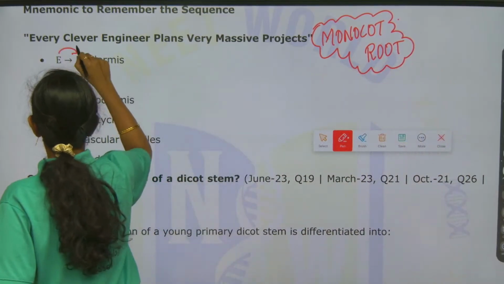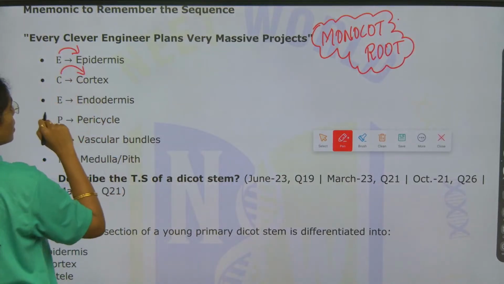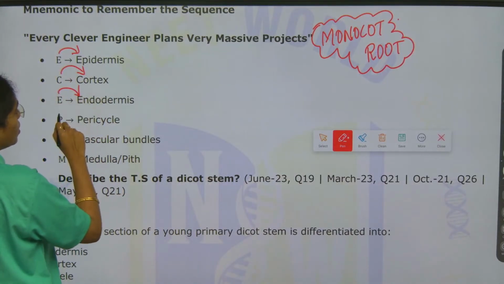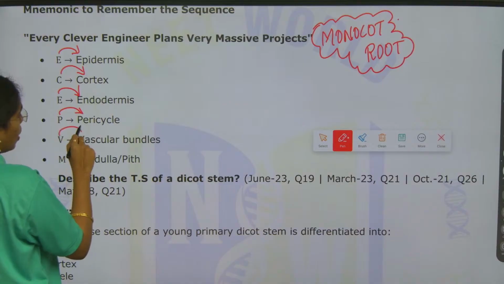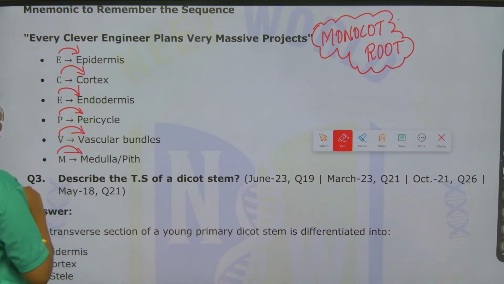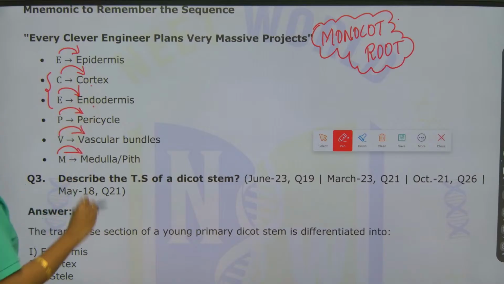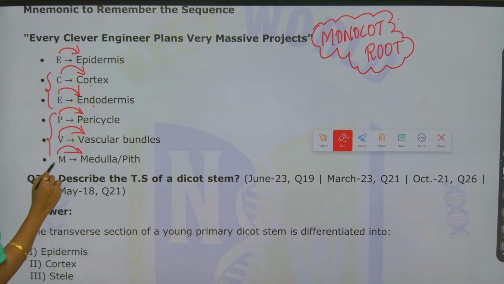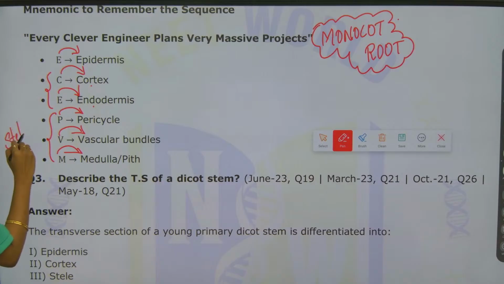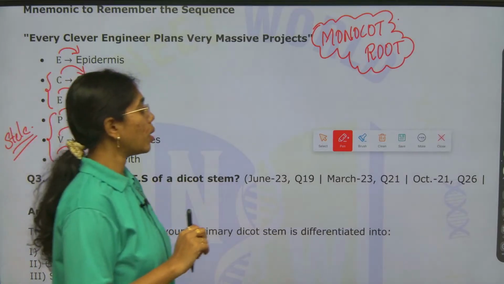E for epidermis, then comes the cortex region, E for endodermis, P for pericycle, vascular bundles, medulla or pith. This will be the sequential description. First you describe the epidermis, then the cortical region which includes general cortex and endodermis, and then the stelar region which includes pericycle, vascular bundles, medulla or pith. Clear, right?